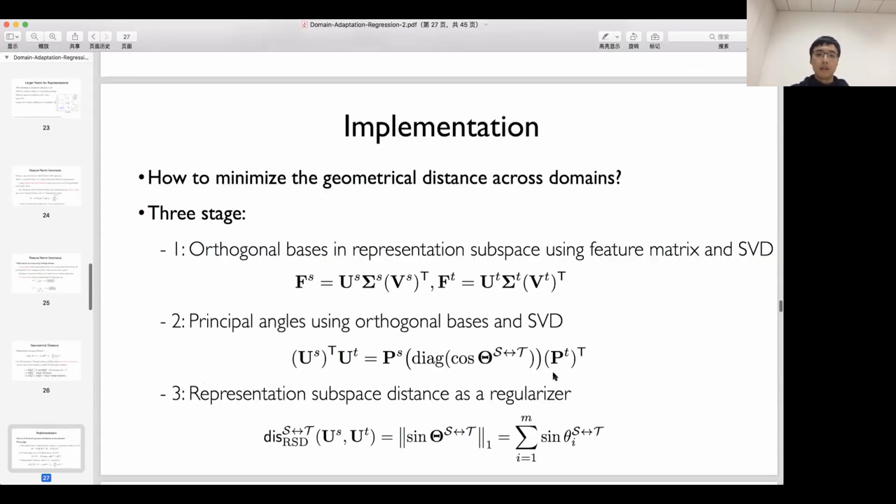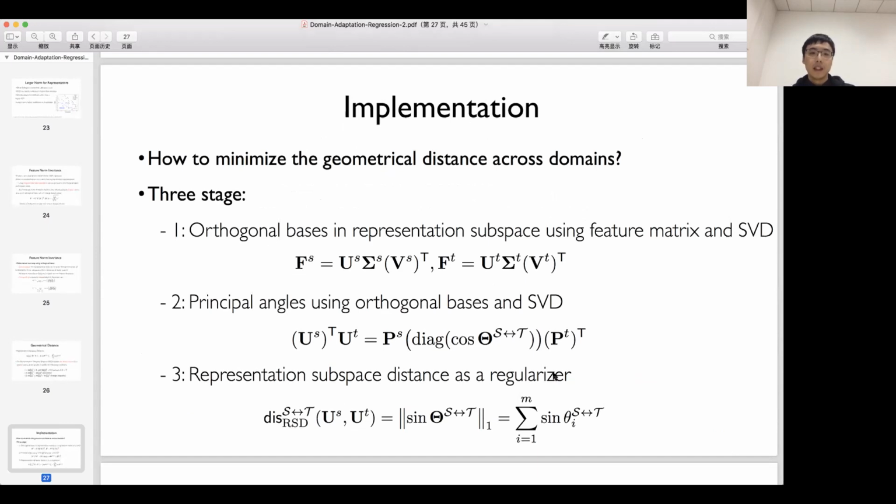So we define the representation subspace distance. How to minimize this distance across domains? Here is the implementation in the deep learning algorithm. I think there are three stages. In the first stage, we need to get orthogonal bases in the representation subspace using the feature matrix and SVD. We can decompose the feature matrix in source and get the orthogonal basis in source. And then we can decompose the feature matrix in target, and get the orthogonal basis in target. And the second stage is to calculate principal angles using the orthogonal bases and SVD.